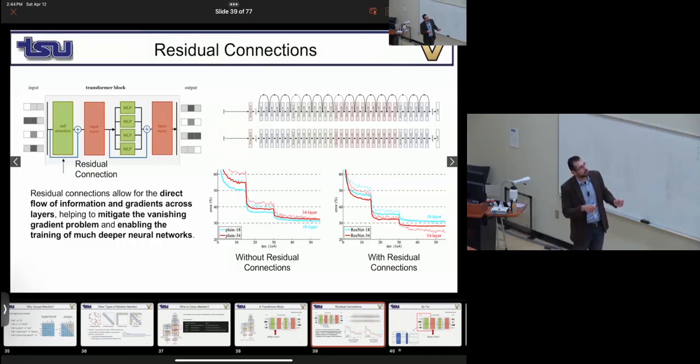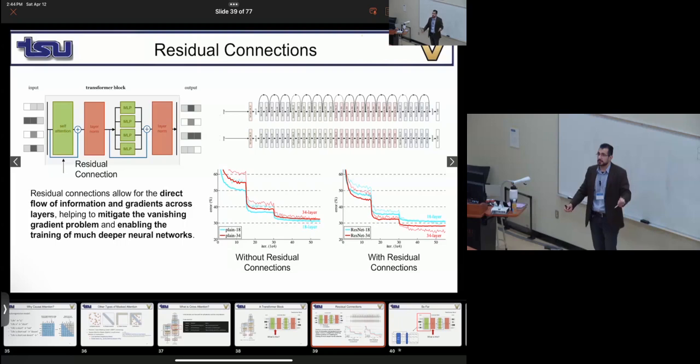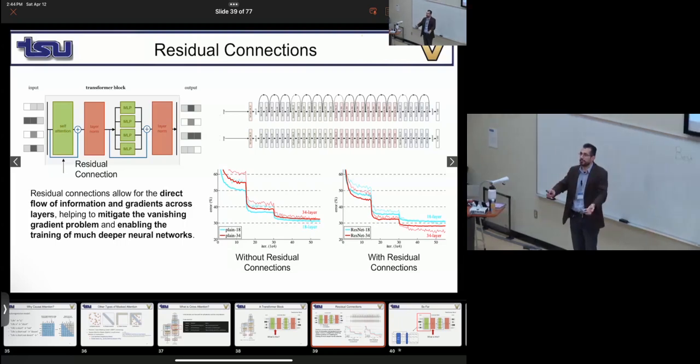This is the error. The Y-axis is the error. The X-axis is the training iterations. And you see that the blue is below the red. That means the deeper model is actually performing worse than the shallower model. And this was even true on the training set. So this is not just the test set. The problem is not overfitting.